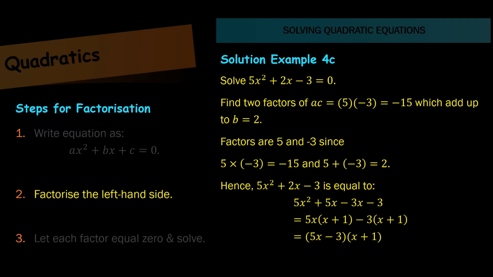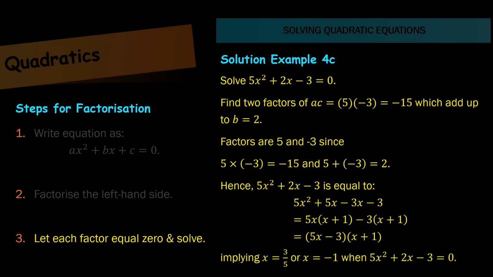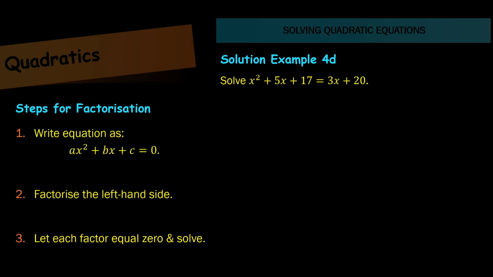Now we let each factor equal 0 and solve. So if 5x minus 3 is 0, then we have that x is equal to 3 over 5. And if x plus 1 equals 0, then we have that x equals minus 1. Now let's solve part D. We need to do some work on this equation in order to get it into the required format.